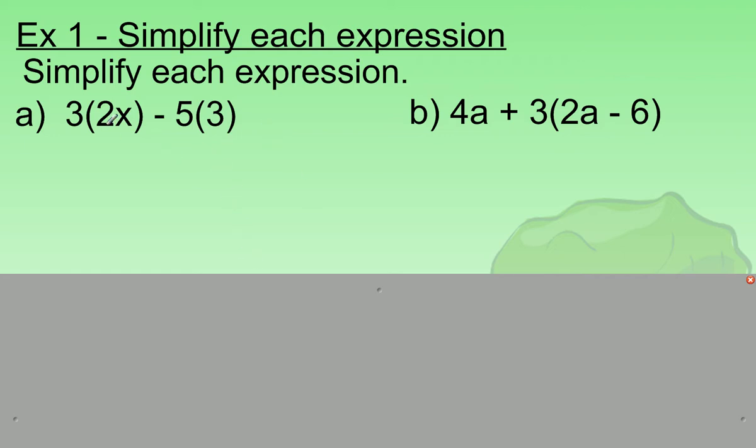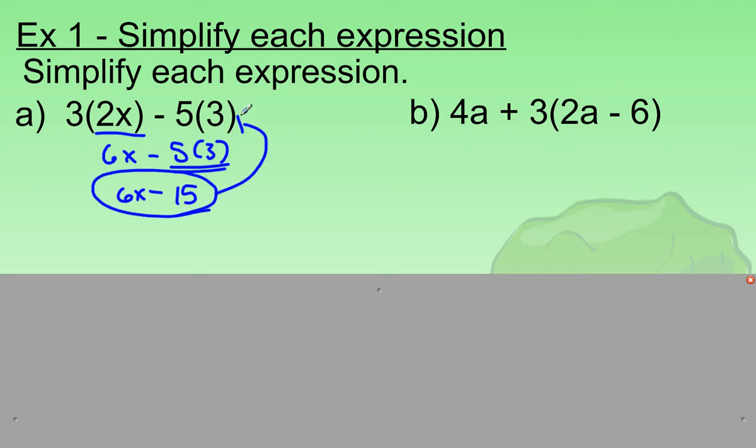When you look at this, I see it says 3 times this stuff. Well, 3 times 2x would be 6x. And 5 times 3, that's just 15. Hopefully you can agree that this looks simpler than that. And that's all we're doing. We're making the problem look simpler, less complicated, with less extra stuff we don't need.